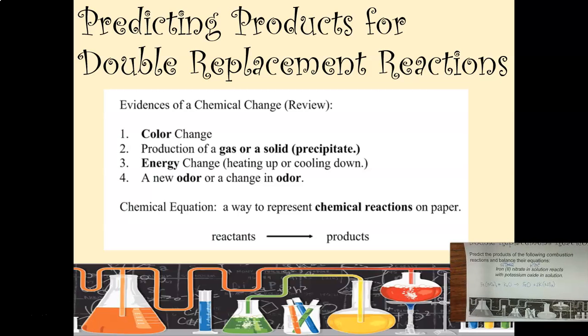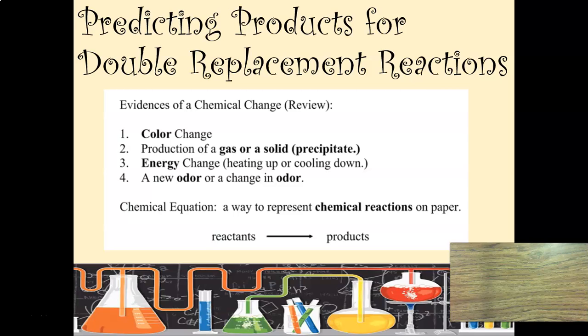Okay, how do we know that a chemical reaction has taken place? Well, there's several ways. This is just a few. There may be a color change. There may be a gas or a solid precipitate. That's what we're going to work with now. A solid precipitate formed. There may be an energy change, meaning that the reaction would be hot or it would be cold. There may be a new odor or a change in odor.